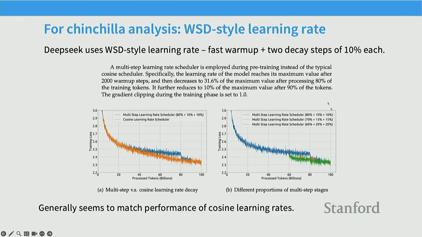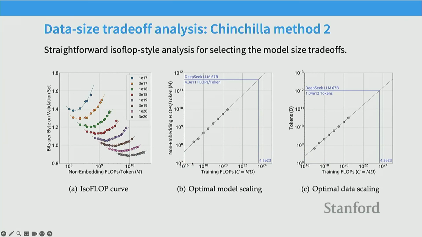And they analyze different choices of that decay phase. And it doesn't seem to matter very much. But generally speaking, about 20% of the total compute budget is going to be spent on that cooldown phase. And so they also show, once again, that it matches cosine learning rates, but the advantage here is that we can do Chinchilla-style analyses very cheaply. In contrast to the learning rate fits, Chinchilla-style analysis just fits really, really cleanly.